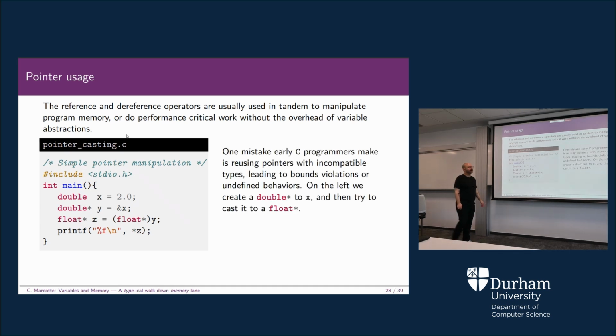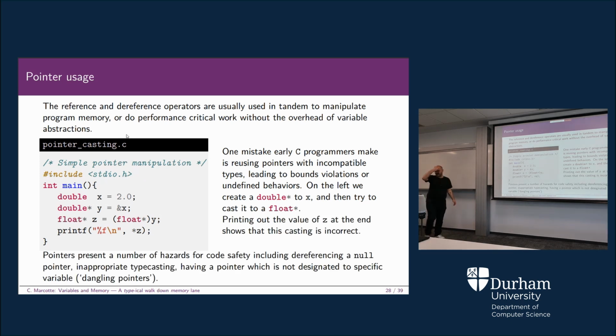One mistake early C programmers make is reusing pointers with incompatible types. This will lead to bounds violations or undefined behaviors. On the left, the program creates a double pointer to x and then tries to cast it to a float pointer. Of course, this is not allowed. Printing out the value of z at the end will show you that the casting is incorrect.